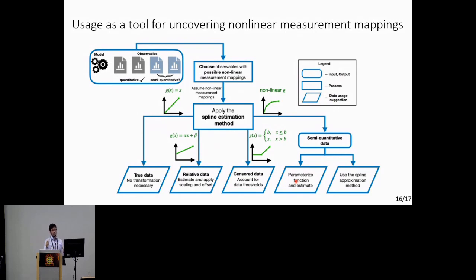You can assume that they are semi-quantitative, then estimate the measurement mapping and see what comes out. And if an identity line comes out, that means that you really have true data. That's the left side, right? That you can use it as it is. If you have an offset line that's scaled, that means that you have relative data and that you should use a method for relative data, and so on. So it can be used as a decision graph for what to do with the data that you have.